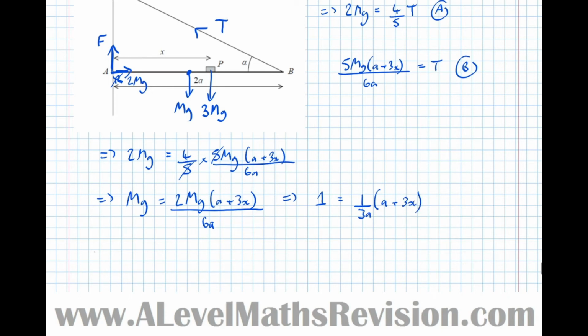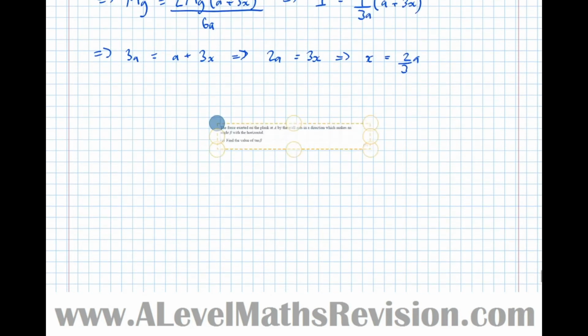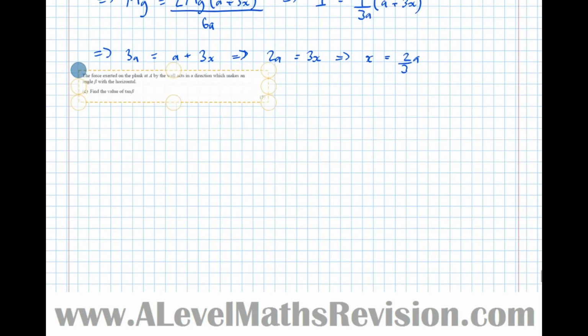Multiplying both sides by 3A, I get 3A equals A plus 3x, which means that 2A equals 3x, which means that x equals 2/3 A. So we were asked to find x in terms of A, and that's what we've done. x is 2/3 of A. So next part, so just pop that there.